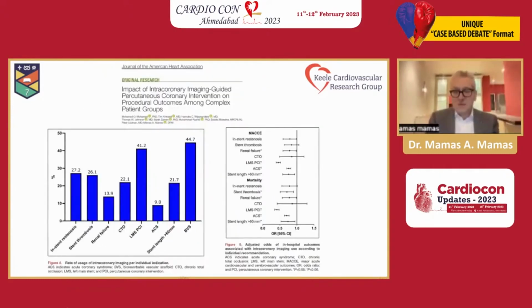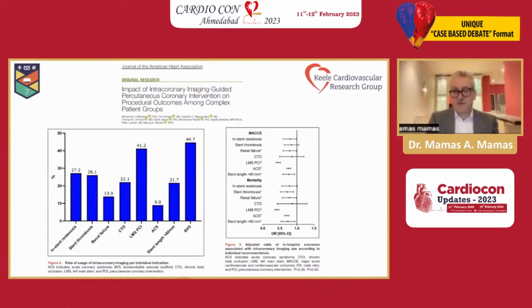The next thing is, when we do something in interventional cardiology, we want to show that you have an improvement in outcomes. So, for in-stent restenosis, has pressure wire ever been shown to improve outcomes? No. In contrast, intravascular imaging, whether it be IVUS, whether it be OCT, has been shown to improve outcomes.